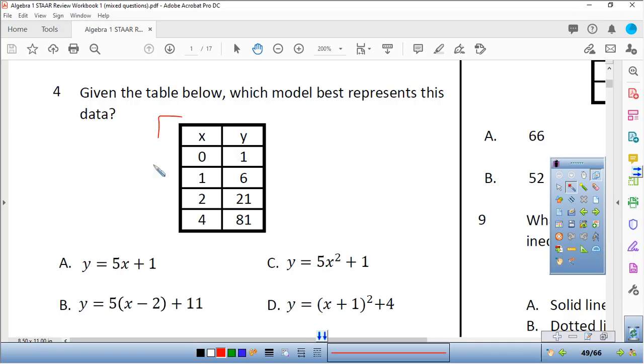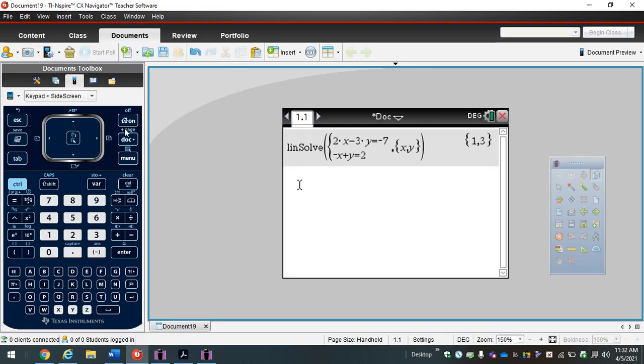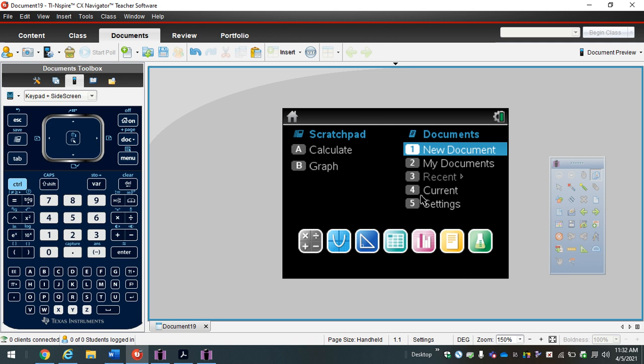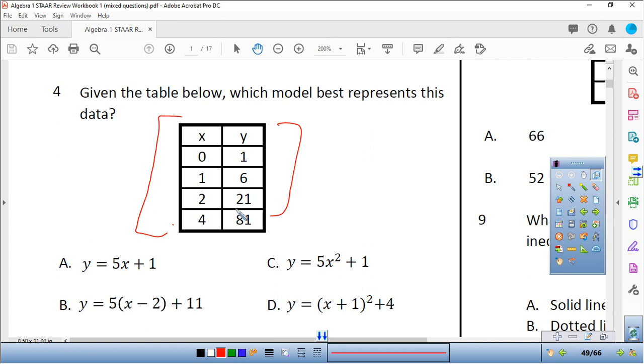Once I see a table, I'm coming down here to the calculator, and I'm thinking new document, list and spreadsheets. I'm really thinking list and spreadsheets, for real. Now, look at the answer choices. I like this review because it makes you decide if it's linear. You see there's no squared. When you square this one, it gives you quadratic.